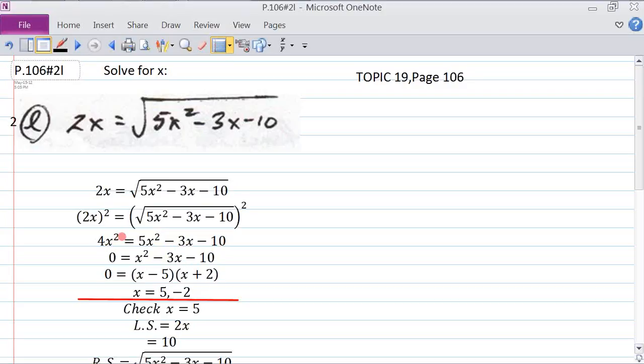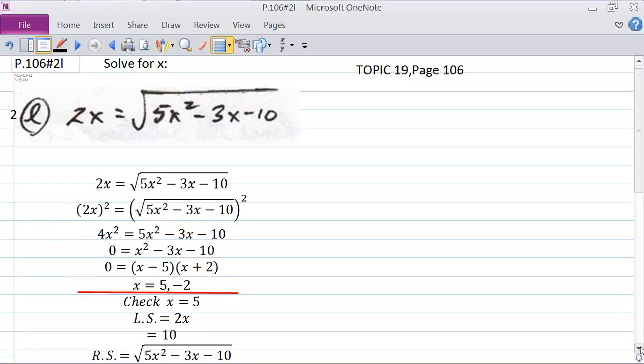I transpose the 4x squared from the left side to the right side. 5x squared minus 4x squared gives me x squared. This term is this term, and that term is that. I factor this as x minus 5, x plus 2. The inner term is minus 5x. The outer term is plus 2x. Minus 5x and plus 2x sum to minus 3x. And minus 5 times plus 2 gives me minus 10. So there are two solutions, x equals 5 and x equals minus 2.